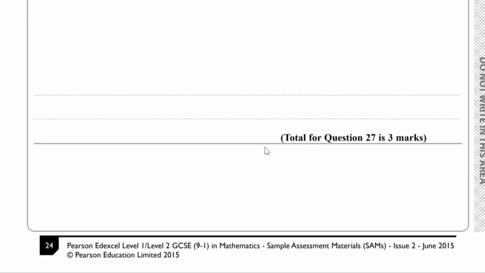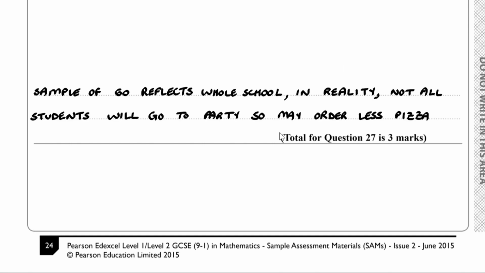Now let's think about the assumption. Well, we've assumed that the sample of 60 reflects the whole school, but in reality not all students will go to the party, so we might have to order less pizza.